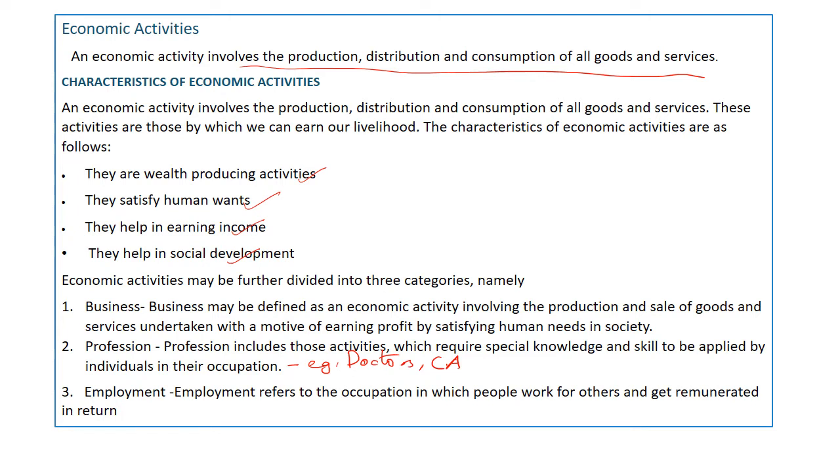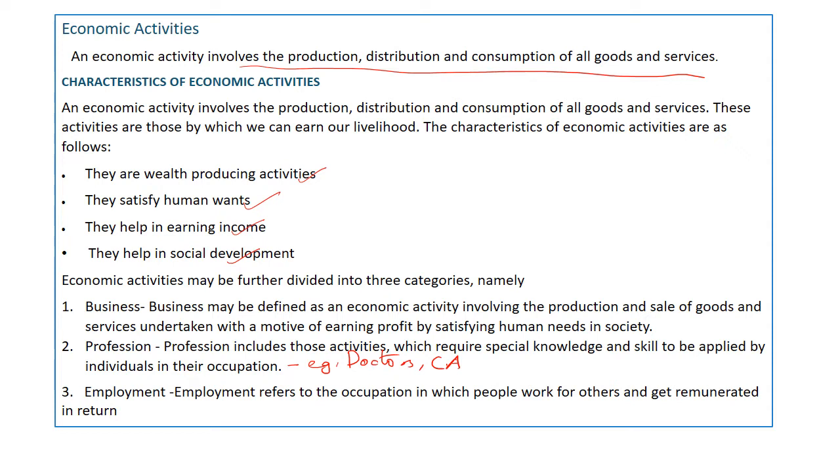They help in social development. When the production, distribution and consumption of goods and services happen, that is, when economic activity is carried out, the money flow into the economy will be high. So the government will have enough resources to meet the social development needs. So these are some of the characteristics of economic activity.